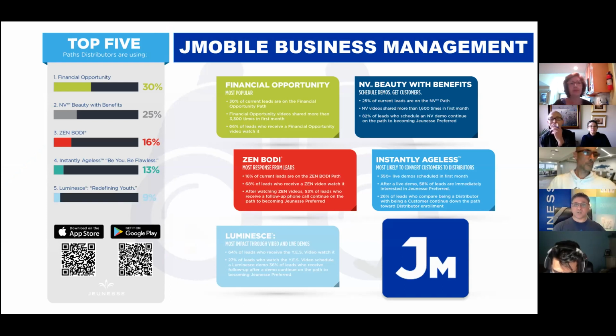Some things that JMobile does for us. For example, we get overall reports on what everybody who is using JMobile all over the world is actually having the most success with. So to the left, to the top here, top 5 paths distributors are using: financial opportunity, 30% of the time, 30% of the distributors are using the financial opportunity through JMobile. 25% Envy, 16% ZenBody. So you see what everybody else is using around the world. And you can either follow them or you can do your own.